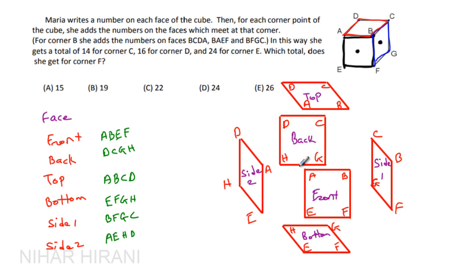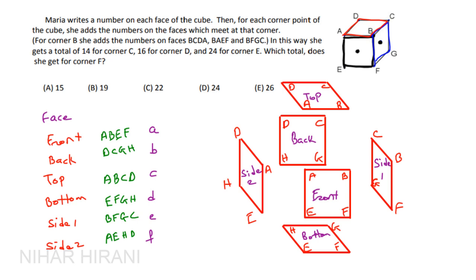Now before we go ahead, for our convenience, I am giving one unique small letter to each face. So front is A, B, E, F. This one is front, A, B, E, F, but I will call it small a. Same way, small b, small c, small d, small e and small f.